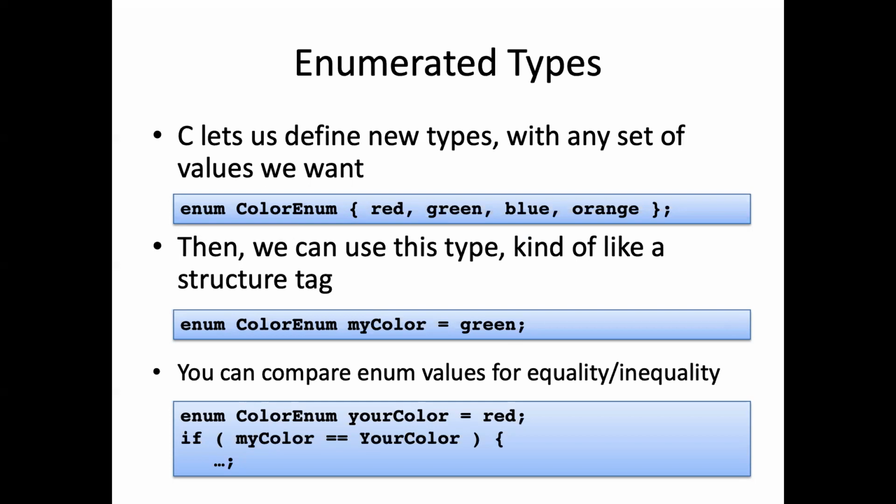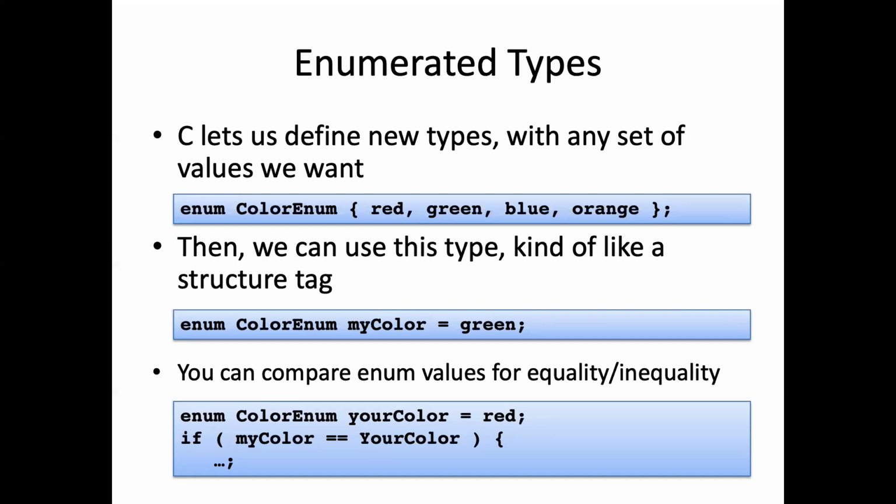If you define it like this, then just like a struct, you have to use that enum keyword whenever you want to talk about it. So here up at the top, I've defined a new enumerated type. But if I want to make a variable of that type, I've got to say enum and then the name of the type I just defined. So here in the middle of the slide, I'm declaring a variable called myColor of the enumerated type I defined up at the top. And I'm giving it a value of green, one of the 4 values that this enumerated type can have.